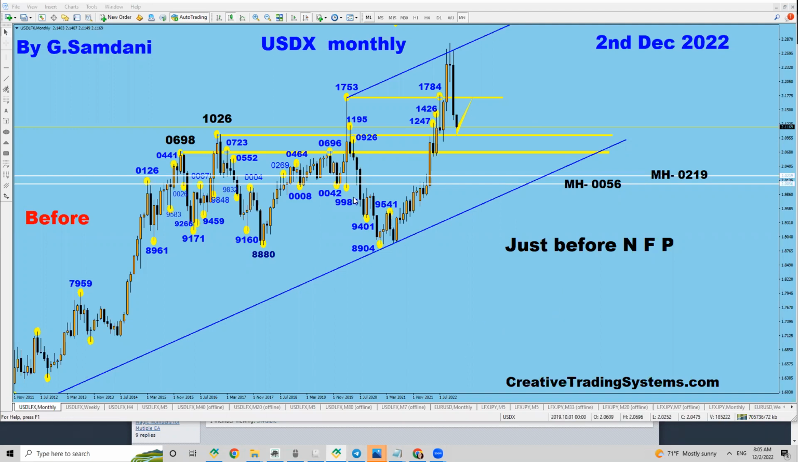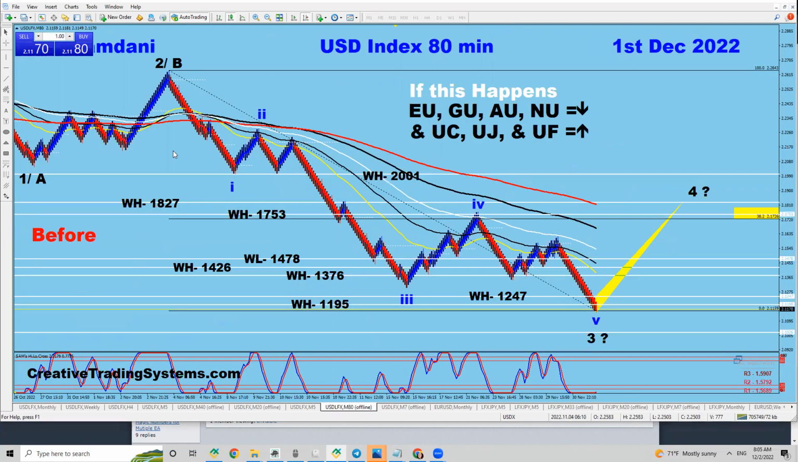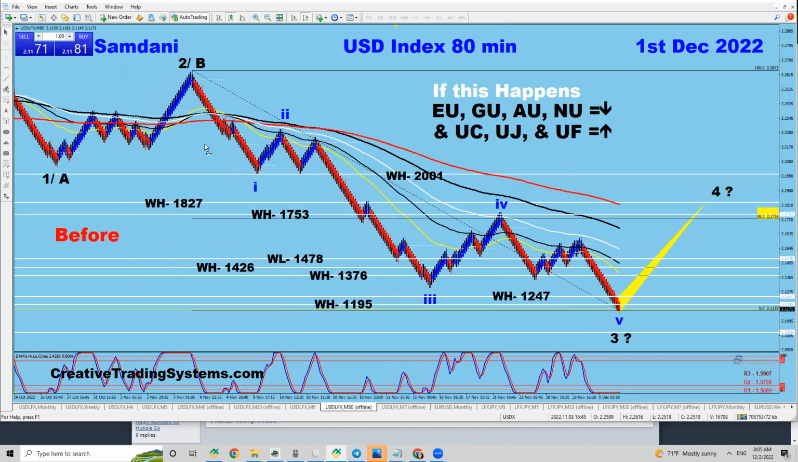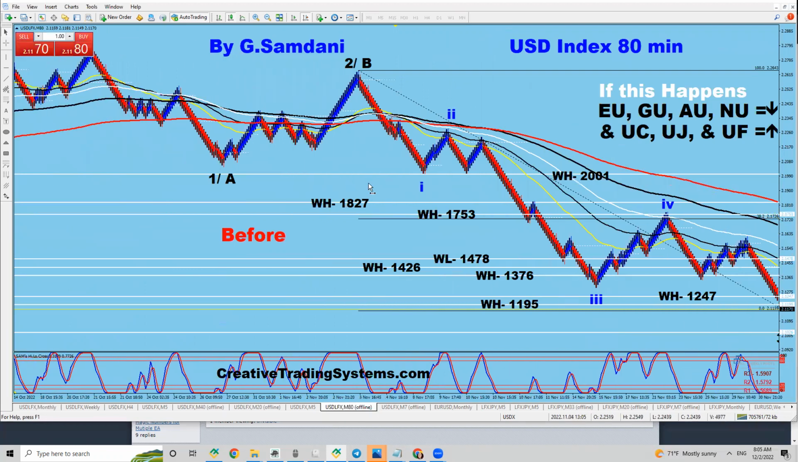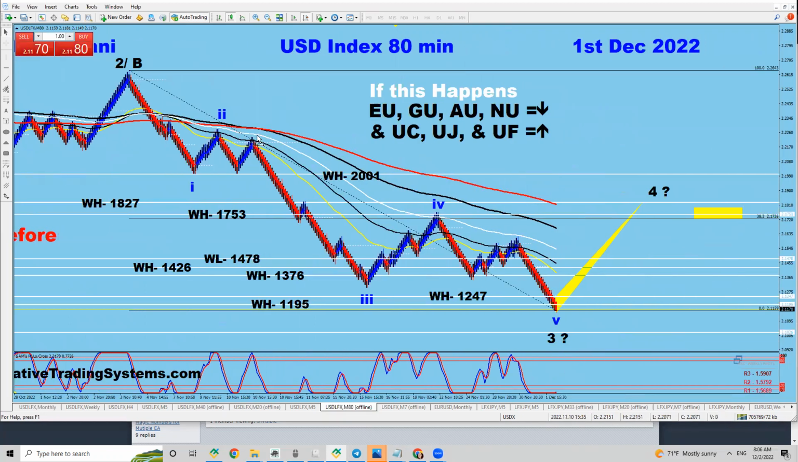So let's see. This is a monthly chart. By the way, this is the 8-hour chart that I made earlier and gave to my subscribers. And here's the one I made yesterday. So this is wave 1, 2, and then wave 3, which has 1, 2, 3, 4, 5 inside it. So this makes the wave 3.